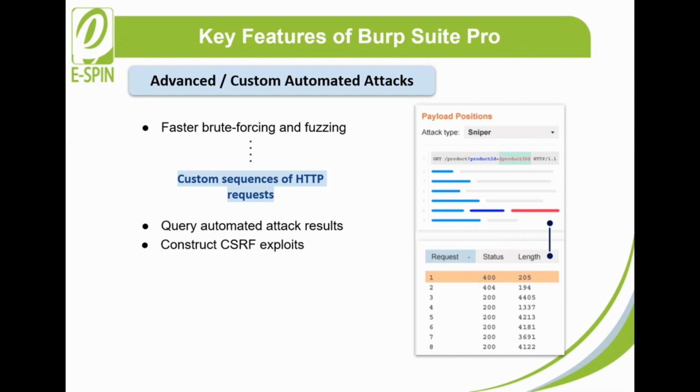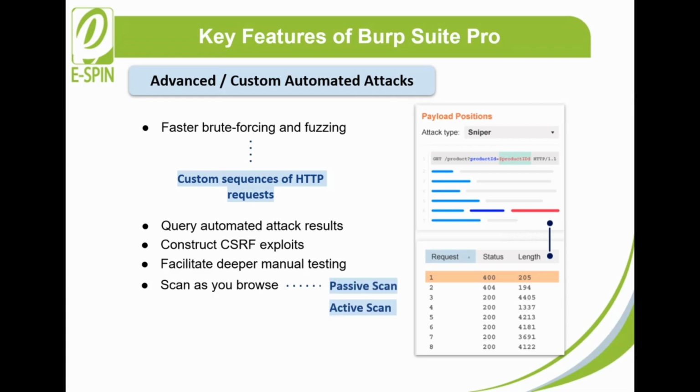Just select any suitable request and you can generate exploit HTML. Facilitate deeper manual testing. Burp Suite Professional shows reflected or stored inputs even when a bug is not confirmed. This is helpful for testing issues like XSS. Scan as you browse option, where you can either passively scan every request you make, or perform active scans on specific URLs. Automatic modification of HTTP messages using settings that automatically modify responses, as well as match and replace rules for both responses and requests.